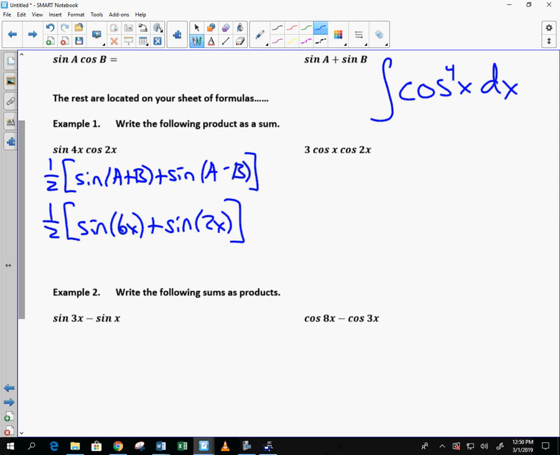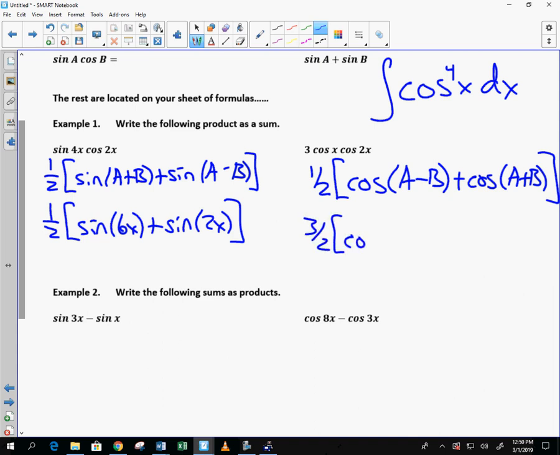Okay. All right. The next one, 3 cosine cosine. I look at my sheet. Cosine times cosine. I've got, let's say, cosine plus cosine. So we're going to go 1/2 cosine of a minus b plus cosine of a plus b. Now, what's different about this problem is I have a 3 out front. So instead of 1/2, what do you think is going to be my constant? 3/2.